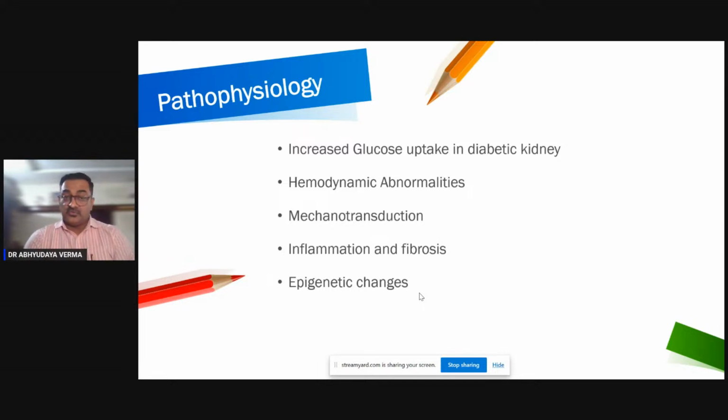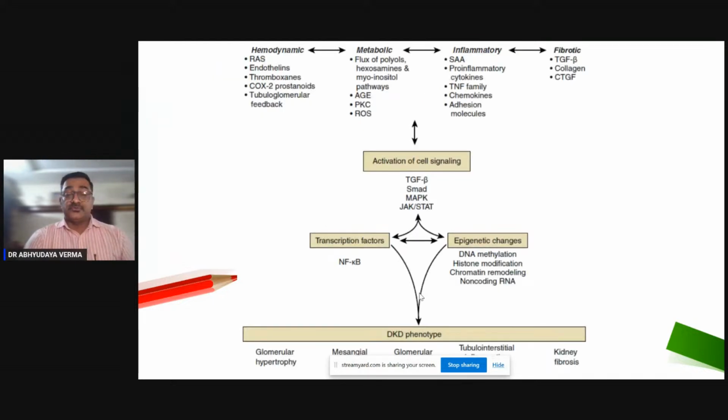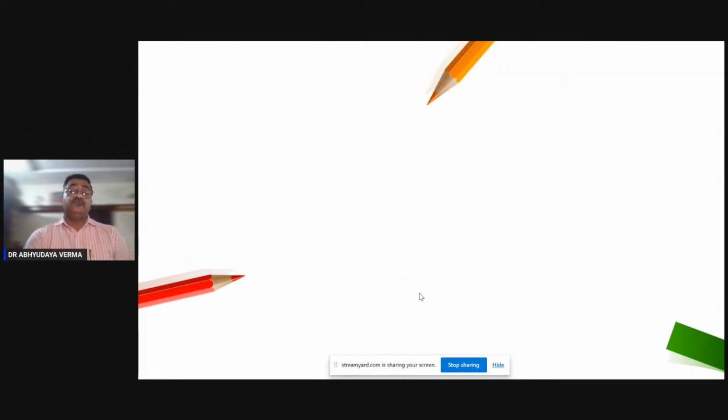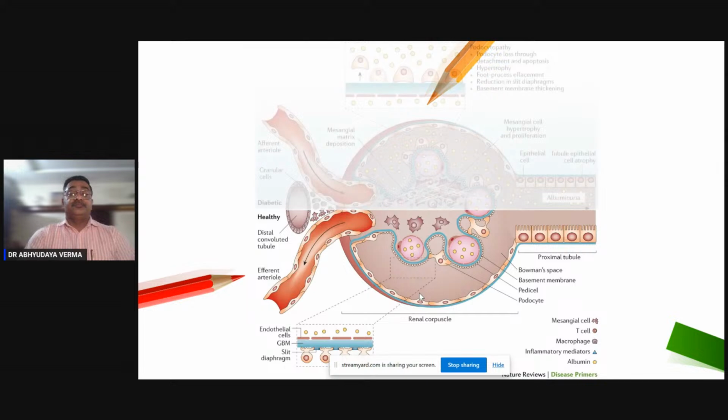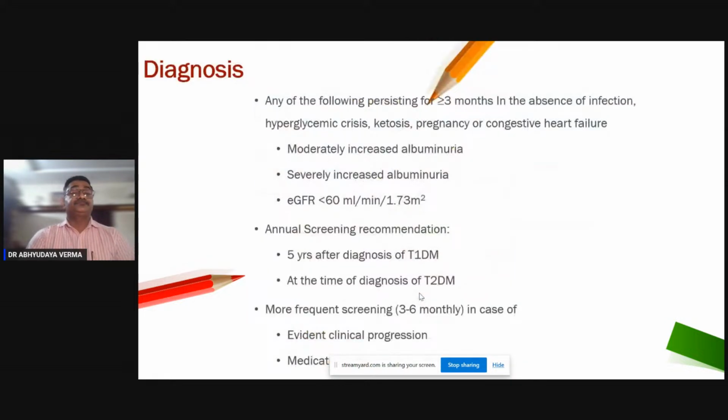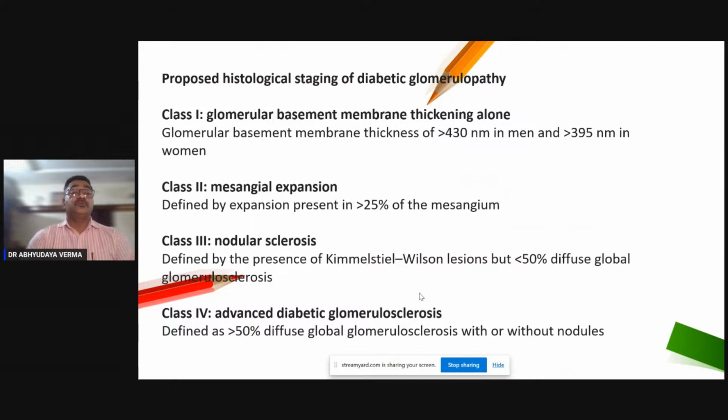Pathophysiology, again, I would say it is the same: hyperglycemia, various hemodynamic abnormalities, the inflammation, fibrosis, and obviously, as I did earlier, also some epigenetic changes. The detail I won't go into. The hemodynamic changes, metabolic, inflammatory, and fibrotic changes. I think I've told earlier. I won't talk much about that.